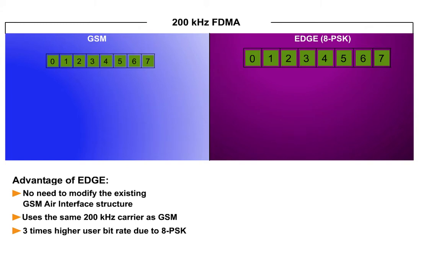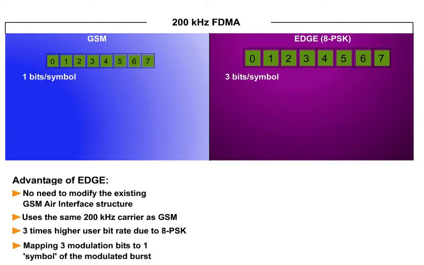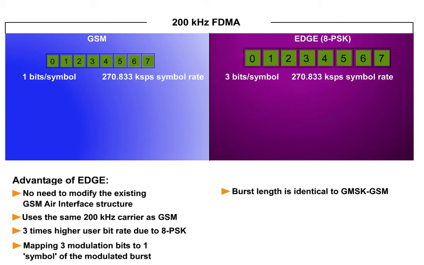8 PSK modulation always maps 3 bits of the user signal onto one modulation symbol, that is, a bit within the modulated burst. Thus, burst lengths and the current symbol rate of 270.833 ksymbols per second stay the same.